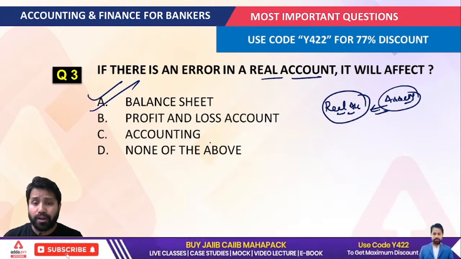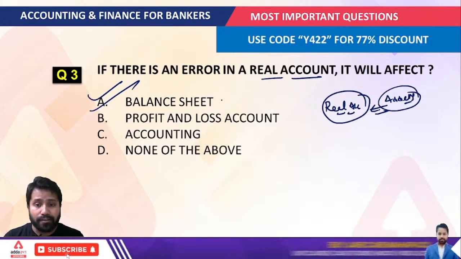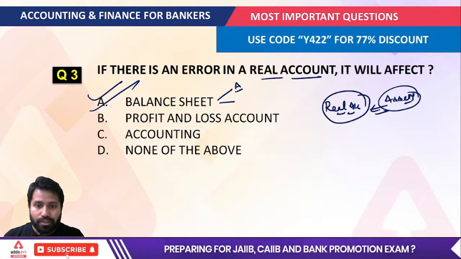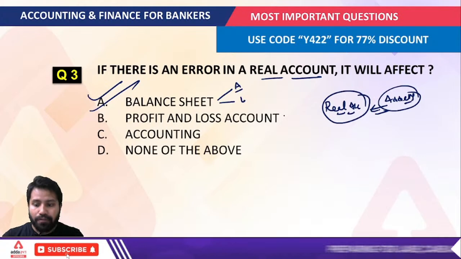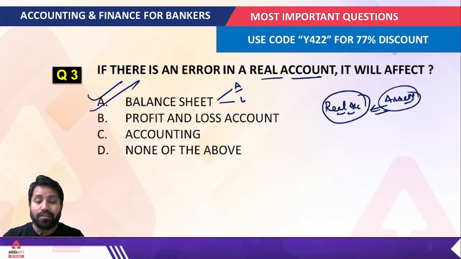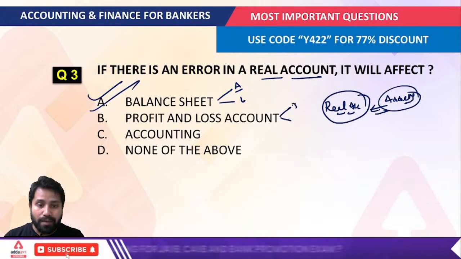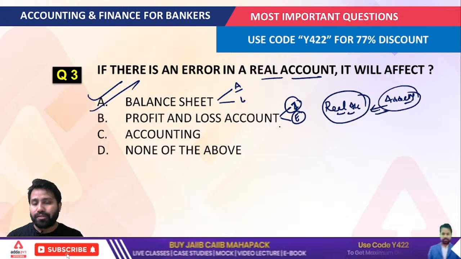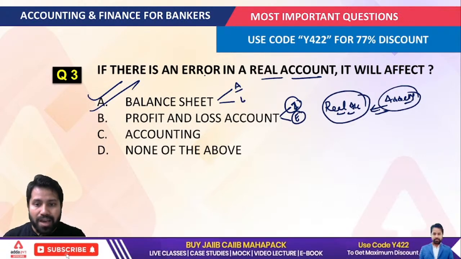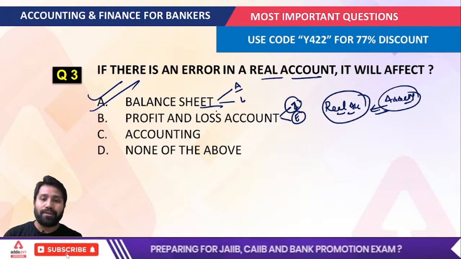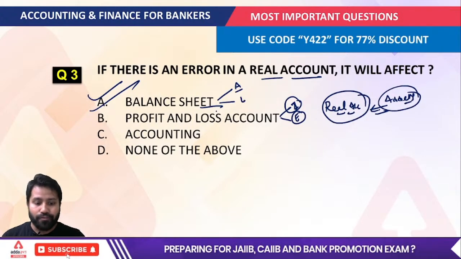Now once again, just understand the important thing here. Whenever we talk about the balance sheet, we are actually talking about the assets and the liabilities. And whenever we talk about the profit and loss account, you actually talk about the income and expenses. Okay, so when you talk about the profit and loss account, you talk about income and expenses, and when we talk about the balance sheet, you understand assets and liabilities, right? I think this is understandable for everyone.